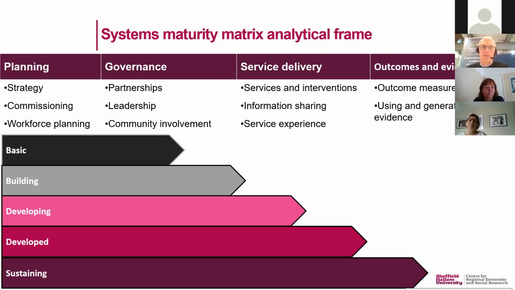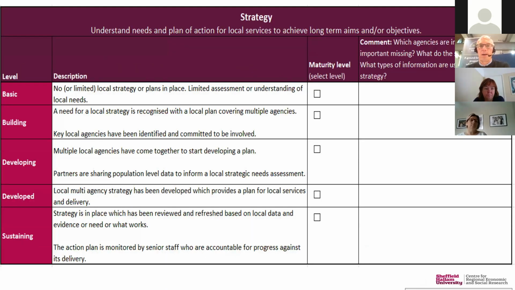So just to give you a bit more understanding of what we mean when we do this assessment, I've put a few of these in the slide pack. Obviously there's one of these for each and every one of the aspects on the previous slide, but this one just takes strategy, for example. When we're doing the evaluation, we're trying to make this assessment in strategy, to understand the broad level, the heading at the top there. So is strategy seeking to understand and plan action for local services to achieve long-term aims and objectives? That's the ultimate aim of what we want strategy to do. And then it's trying to identify these different levels along the side.